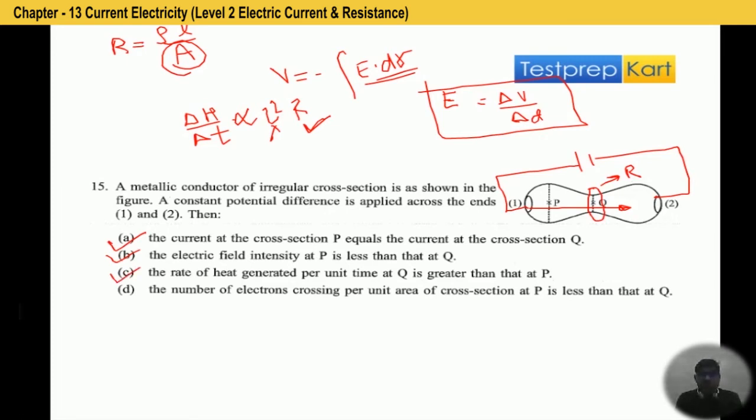Next, the number of electrons crossing per unit area of cross section at point P is less than that at point Q. As the current remains the same, I equals nAev_d. So if the cross-sectional area is smaller, then the drift velocity would be higher in this region, and the drift velocity would be smaller in the other region because the area is greater. So the number of electrons crossing per unit area of the cross section at point P must be less than at point Q. So all 4 options are correct in this question.